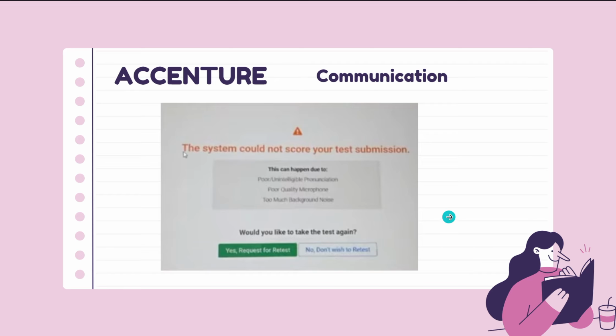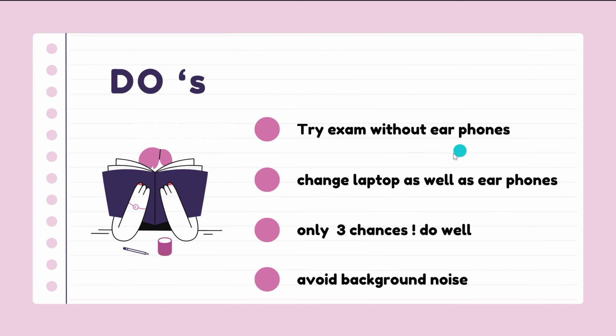in my third chance. I got: yes, your test is successfully scored. You are eligible for the interview round. I got it like that. See, if you are getting this, try to request for retest. Then, as we saw, try the exam without earphones or change the laptop as well as earphones. Try to opt for this. If you are getting that issue, try to change the laptop as well as earphones.